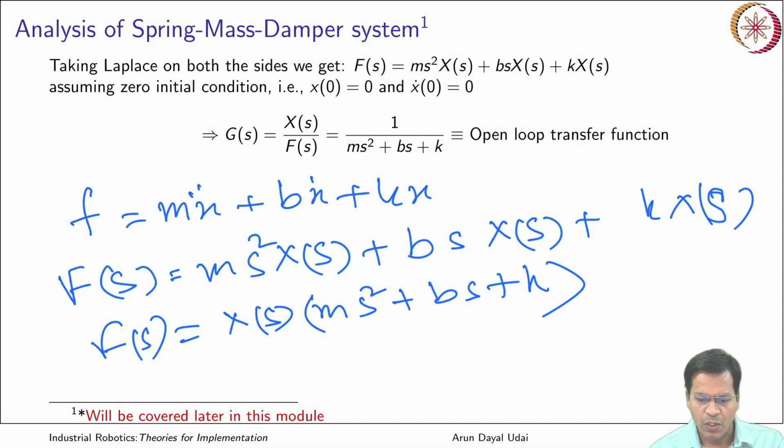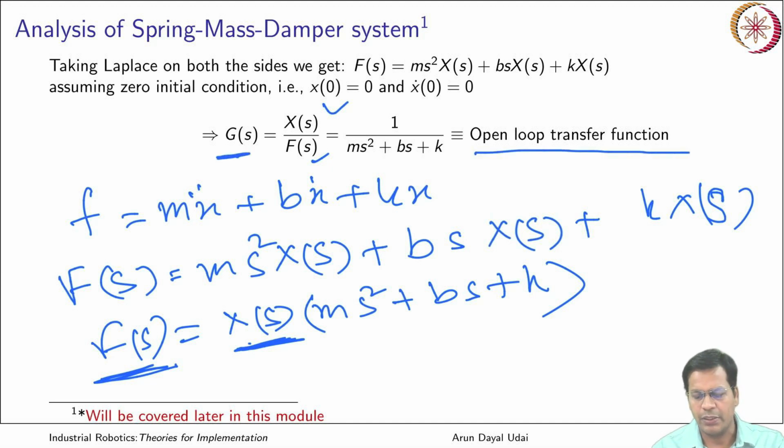So now this is your output and this is your cause, that is the input. So output by input is also known as open loop transfer function. So it is given by G(s). So what do you see here? Output by input can be written as 1 by ms square plus bs plus k. What is it? This is nothing but the transfer function.